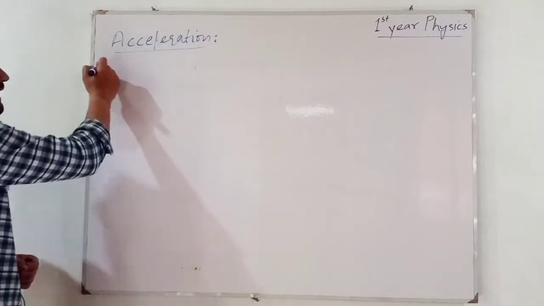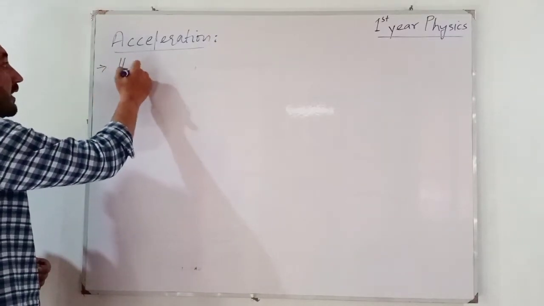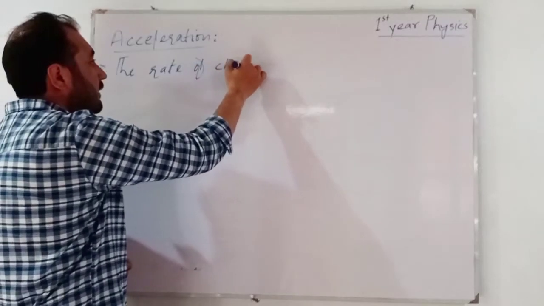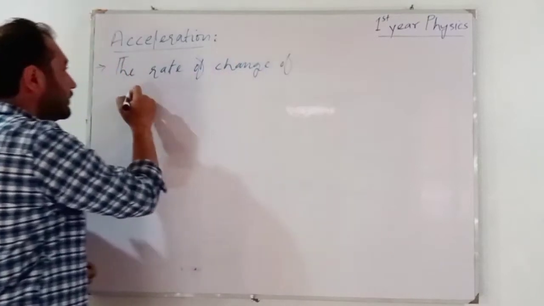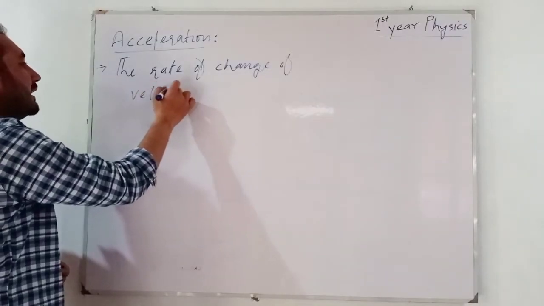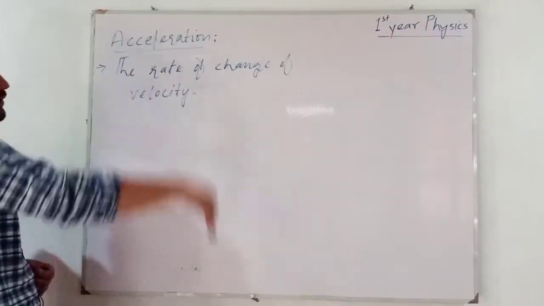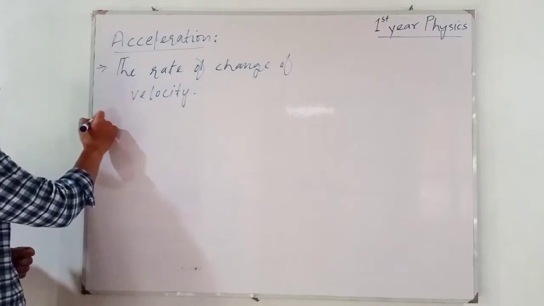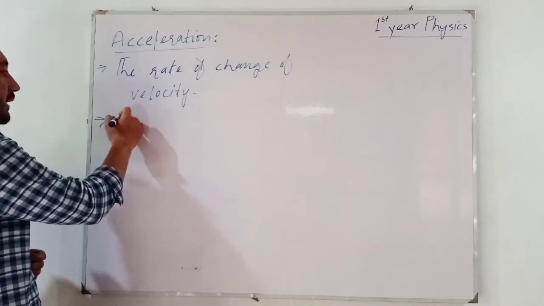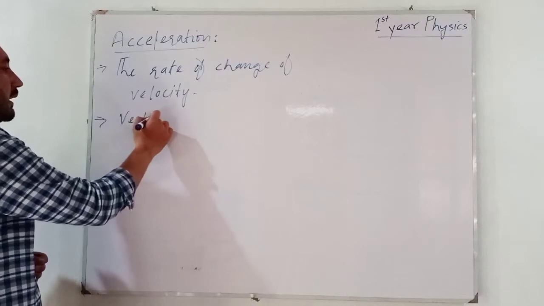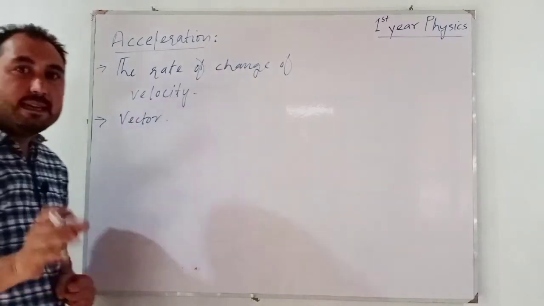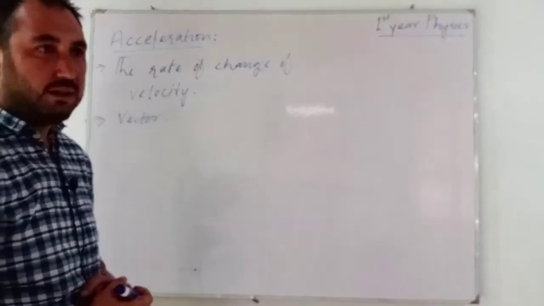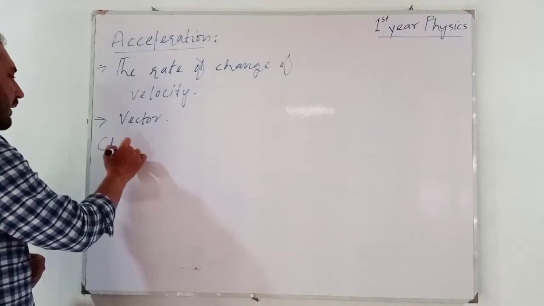So acceleration can be defined as the rate of change of velocity. If the velocity is changing, at that time we can introduce another term, that is what we call acceleration. This acceleration is also a vector quantity, because we are interested in the change in velocity. As velocity is a vector, the change in velocity will also be a vector quantity.